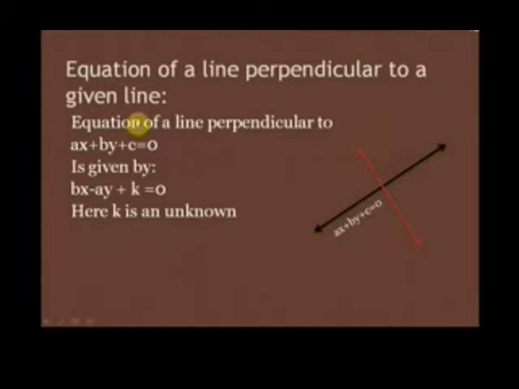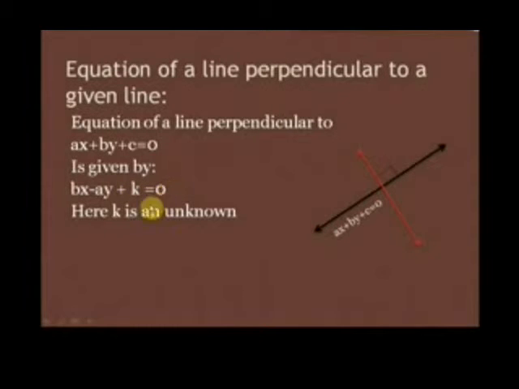Now how to find the equation of a line perpendicular to a given line? If we have been given that the equation of this line is Ax + By + C = 0, and we have been given another line which is perpendicular to this very line, then the equation of this line becomes Bx - Ay + K = 0. Here, if the slope of this line is equal to m2 and the slope of this line is equal to m1, then m1 into m2 is equal to -1, as the lines are perpendicular. So from that we get the equation of this line as Bx - Ay + K = 0.